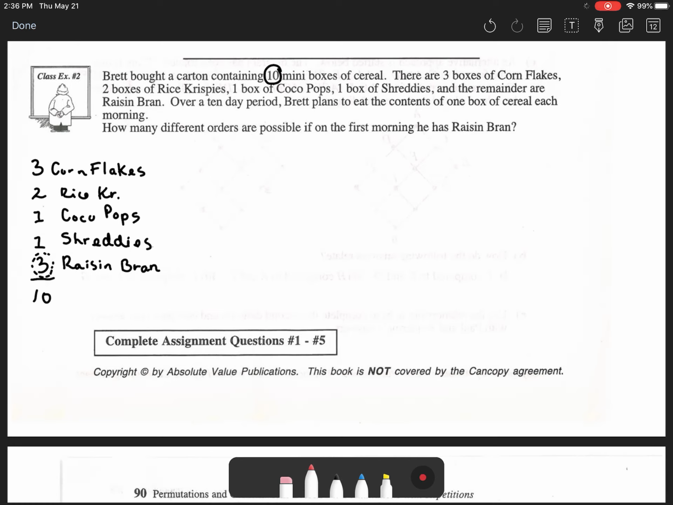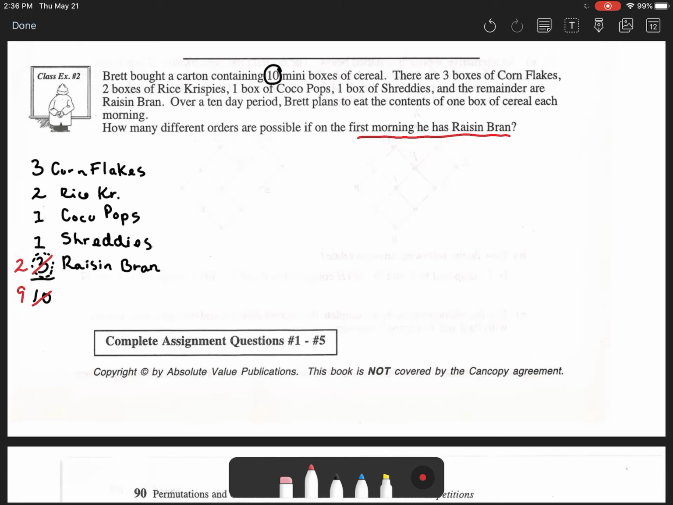Now I'm going to deal with, as we always do, the restrictions first. The only restriction here is that on the first morning he has Raisin Bran. So again, just like the questions we've dealt with, I make that happen, okay? It is going to happen no matter what. He's having Raisin Bran that first morning. So what that really does is it takes my total boxes of Raisin Bran from 3 down to 2, and it also cuts the total number of boxes from 10 down to 9, doesn't it?